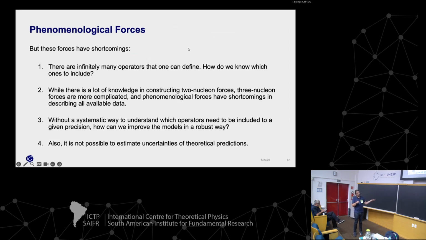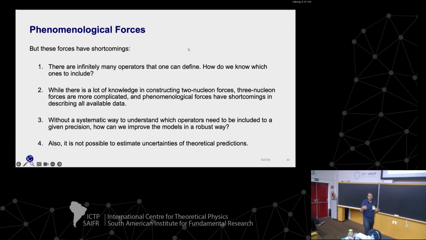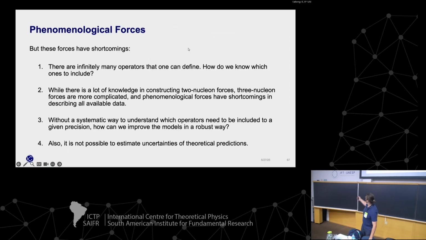So then we do not know how to improve the models, and we cannot estimate uncertainties of our interactions. And everything that we calculate needs to be accompanied by some uncertainty estimate, right? A theoretical prediction is not just a line. It's a line with a band that tells us where we made approximations or whatever. And we cannot do this for any of the phenomenological forces. So it's not the final answer.